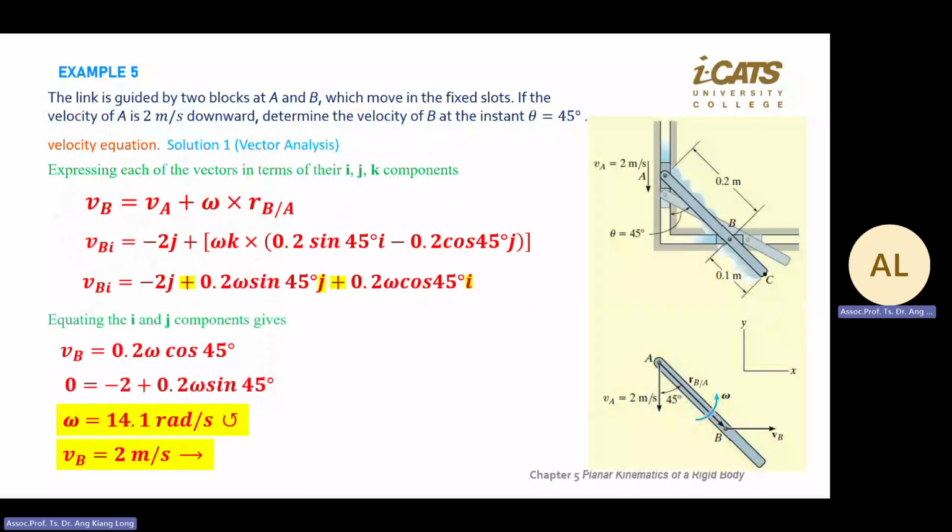Yeah, so omega is in radians per second, and its direction is according to your right-hand rule. So it's clockwise, and also due to the motion of A. VB is to the right.